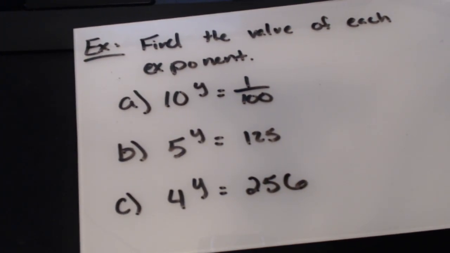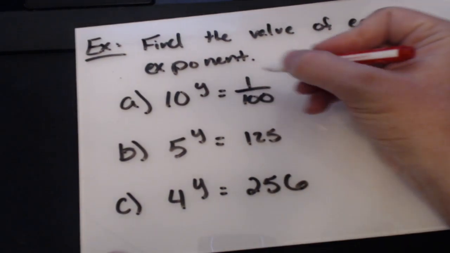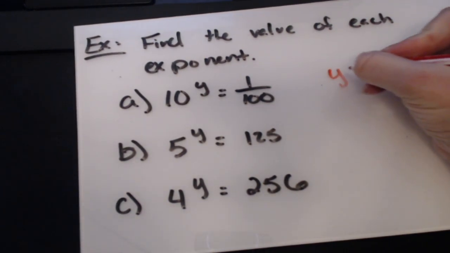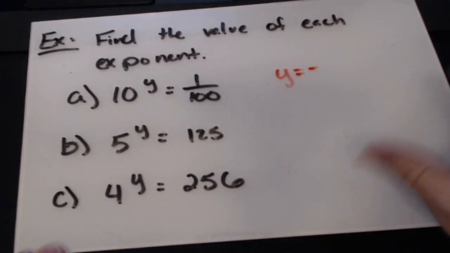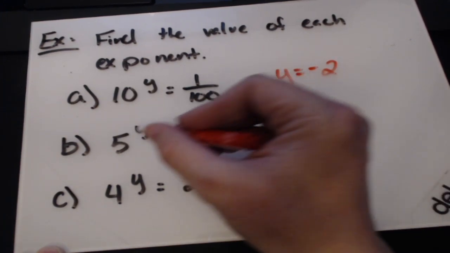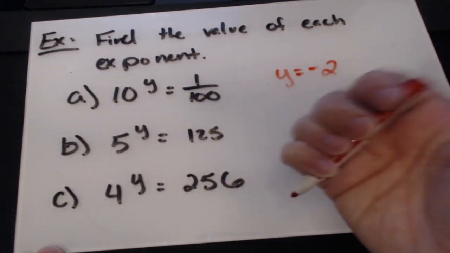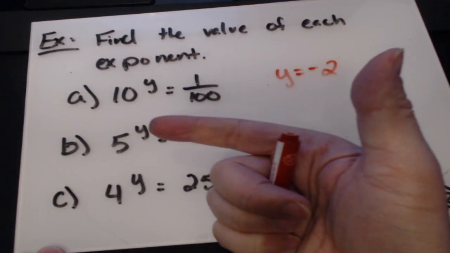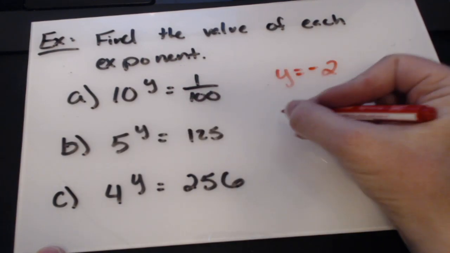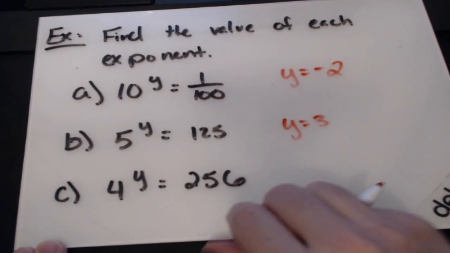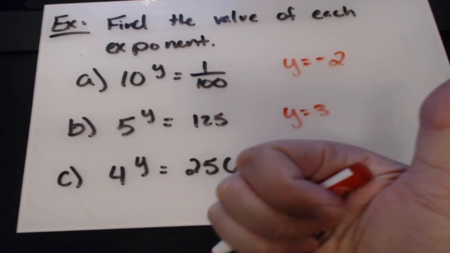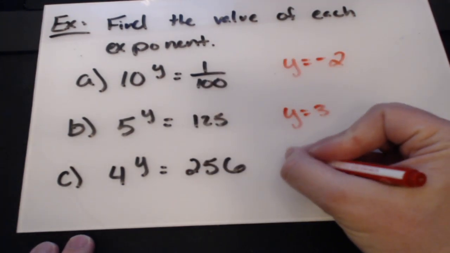Now, you could do this in a calculator, but you could also go, hey, guys, well, I have 10 to the y, and I need to get 1 over 100. Well, y then has to be some type of negative value, and 10 squared is 100, so y equals negative 2. And then I say, hey, what power do I need to raise 5 to get 125? 5, 25, 125, so y equals 3. How about 4 to 256? Well, 4, 16, 64, 256, so y equals 4.